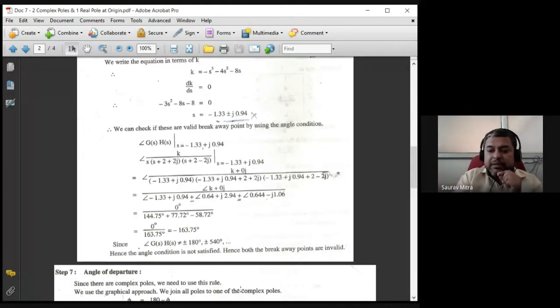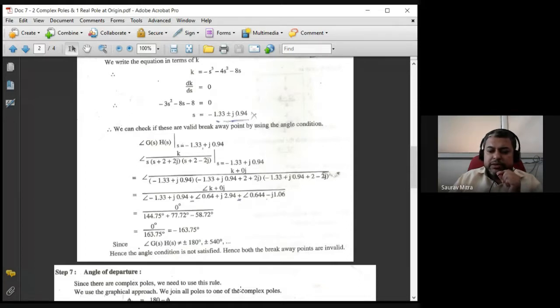So again, I'll sum up the whole process in two lines. We have found a complex kind of breakaway point. There are two complex breakaway points. Prove any one invalid, and the other one will automatically be invalid. That means the breakaway point is of no use, so you won't even have to draw it.